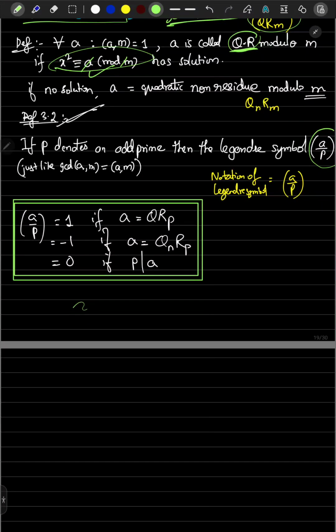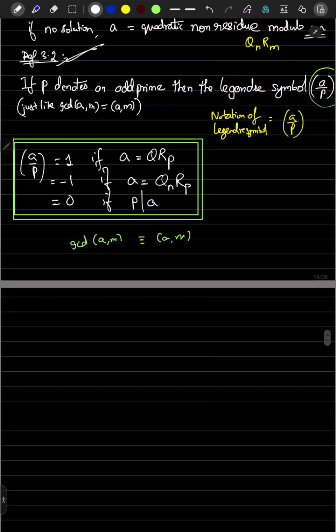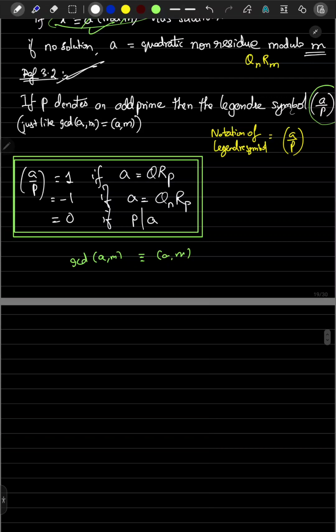Just like we have a mathematical equation, the GCD of a comma m is denoted as a comma m. Just like we define the Legendre symbol, the notation is a bracket a over p. Just understand the Legendre symbol first. Let's say p denotes an odd prime. Odd prime means p is a prime number, but not 2.